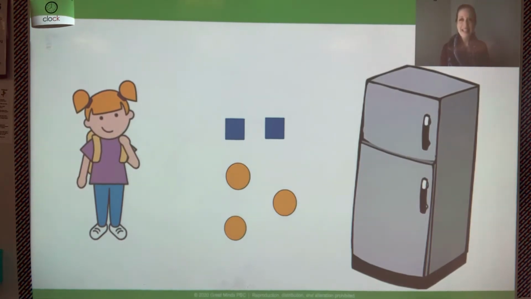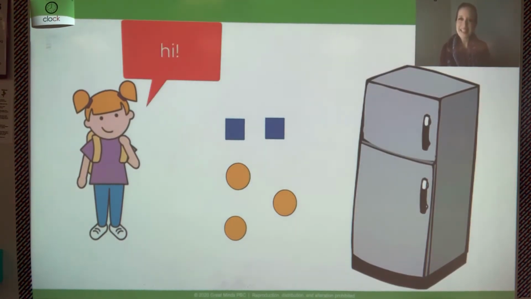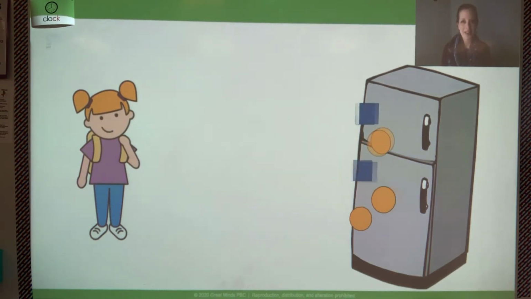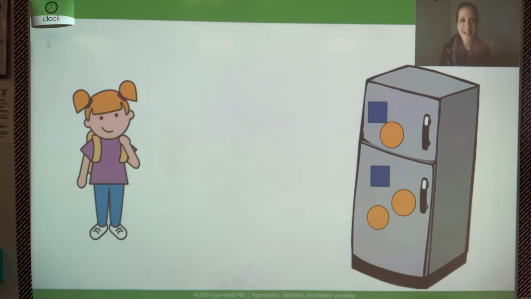This is my niece Annalise. She says hi. She just turned 6. For her birthday, she got shape magnets. She put the magnets on her fridge. Tell me the 2 kinds of shapes she got. Ready? That's right, she got squares and circles.